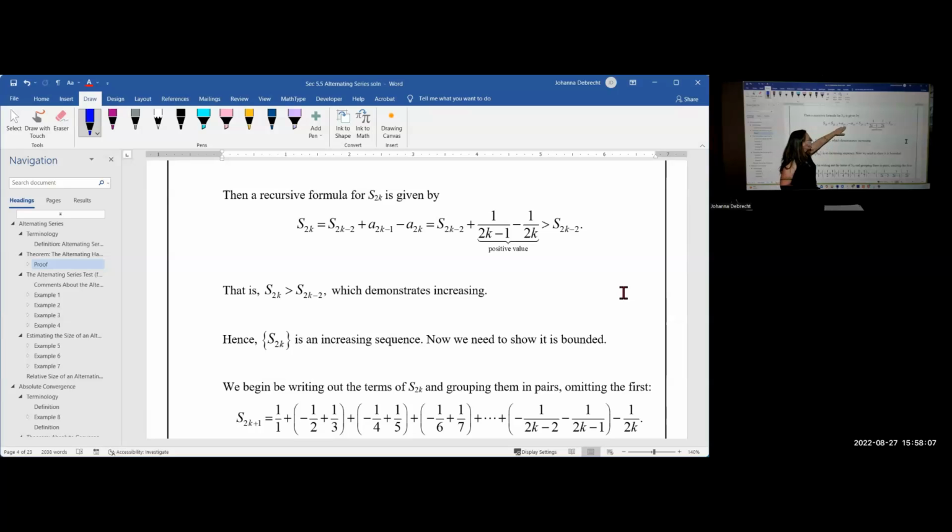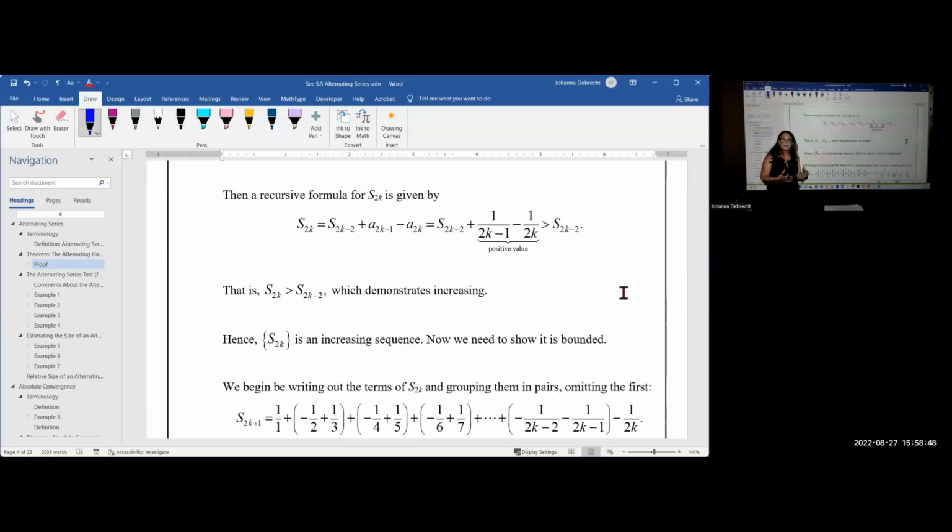Now, we know what the definition of a sub 2k minus 1 is. It's 1 over 2k minus 1. And we know what a sub 2k is. It's 1 over 2k, and it's a negative term. But we just proved that this combination of terms is strictly positive. So we have s sub 2k minus 2 plus a positive value, which has to be bigger than s sub 2k minus 2. So again, taking the far left, s sub 2k, and the far right, greater than s sub 2k minus 2, we get that the later partial sum is larger than the previous partial sum.